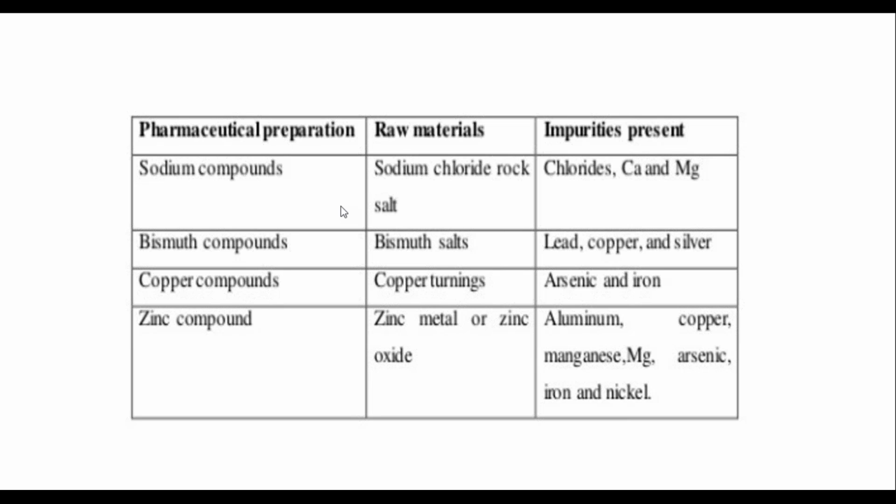Okay, the same way when you are going to prepare bismuth compounds, you're going to use bismuth salts as the raw material, and you already know that it is bound to contain impurities of lead, copper and silver. Okay, so these impurities you have got them from your raw materials which is present in your final compound. So you will have a rough idea as to what you will get as an impurity. Sometimes you may get other impurities as well, that we will see once we look into the other sources of impurities. So this was the first source of impurity, that is from the raw materials which is employed.